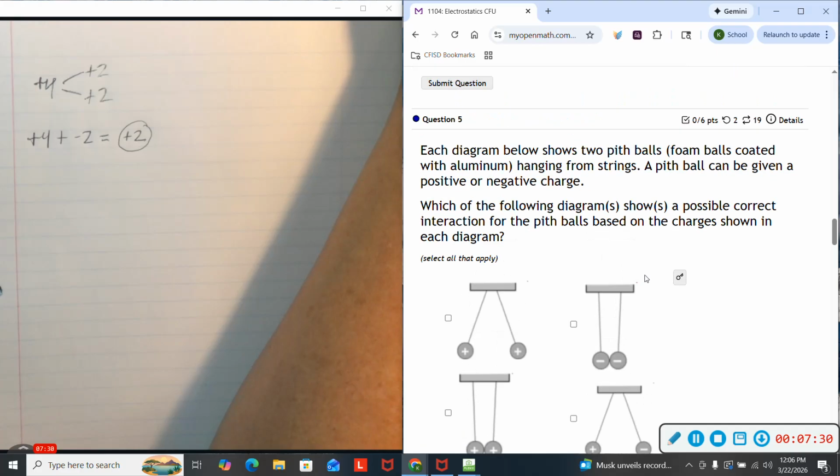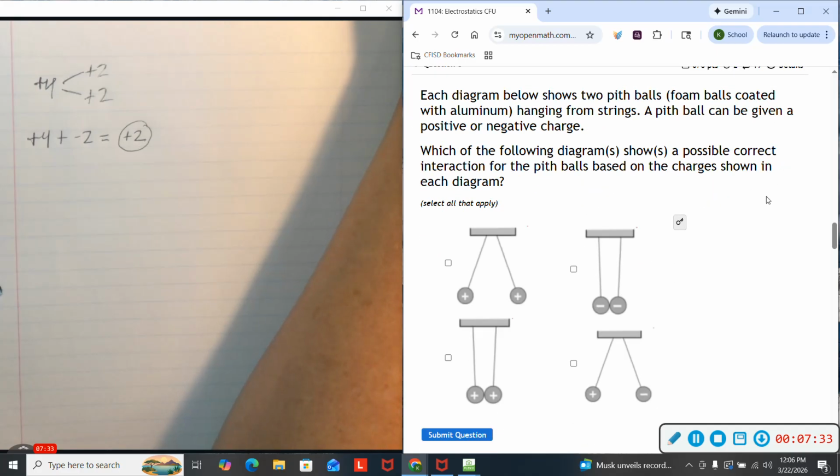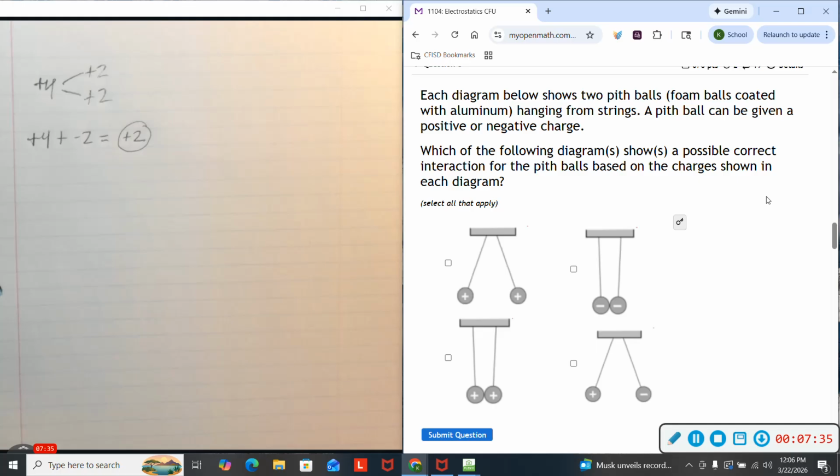All right, this is question 5. It says, each diagram below shows two pith balls, which are foam balls coated with aluminum hanging from strings. A pith ball can be given a negative or positive charge. Which of the following diagrams shows a possible correct interaction for pith balls based on the charges shown in each diagram?